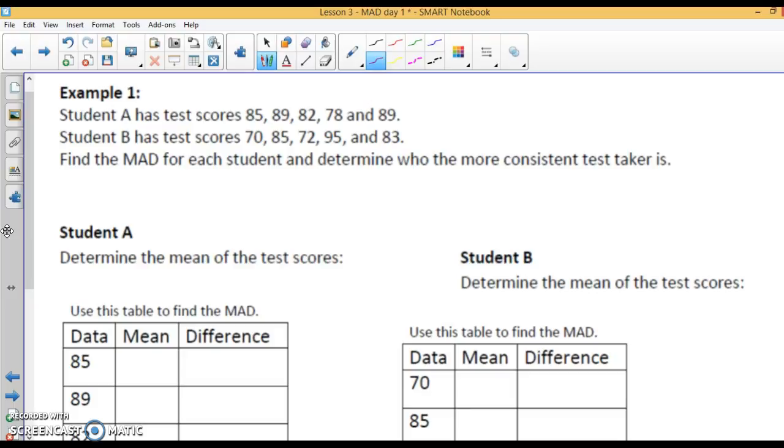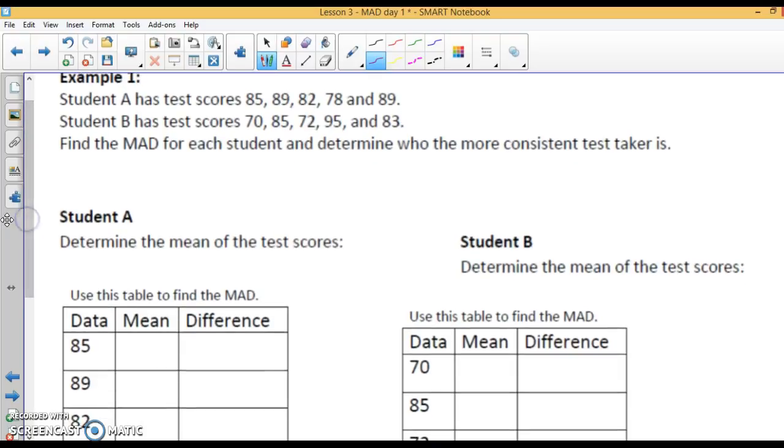All right, so let's work on student A. First thing I need to do is find the mean. So, I'm going to look at this set of data, and I'm going to find the mean. I'm going to add these together, and when you do, you get 423, and there are 1, 2, 3, 4, 5 of them, so divide by 5, I get 84.6.